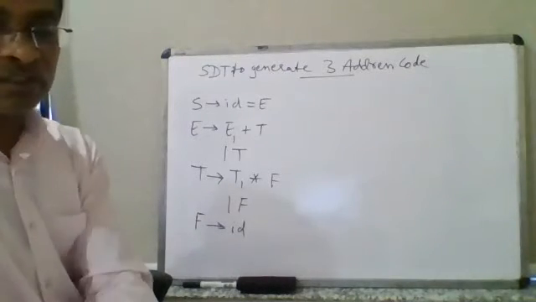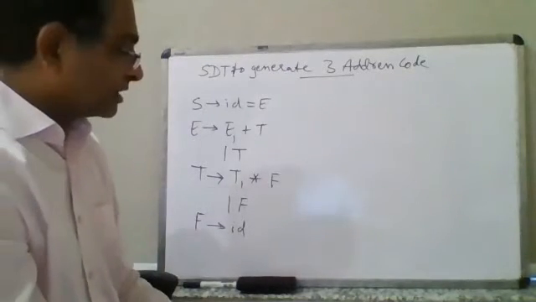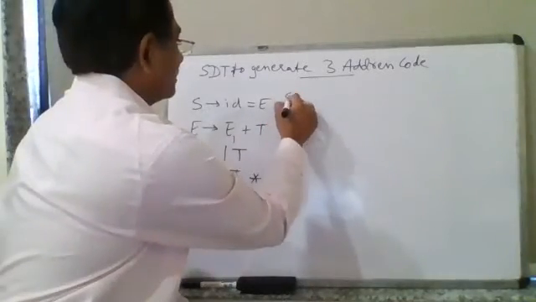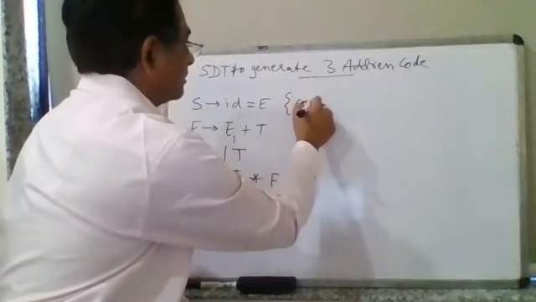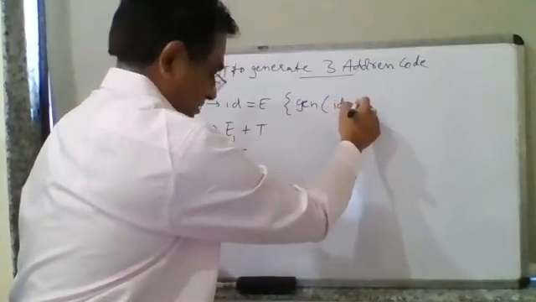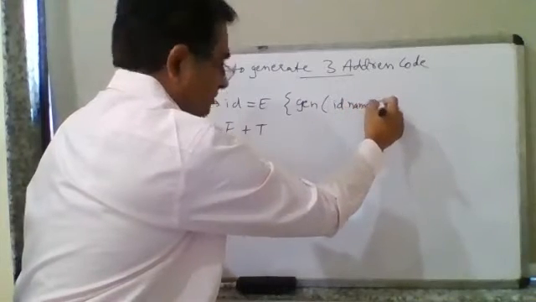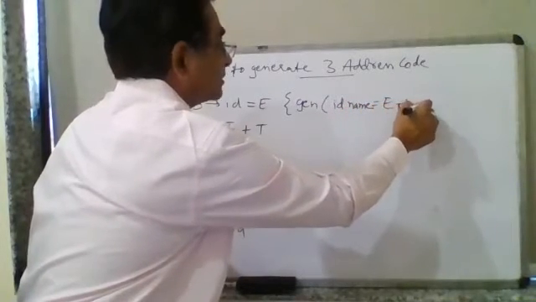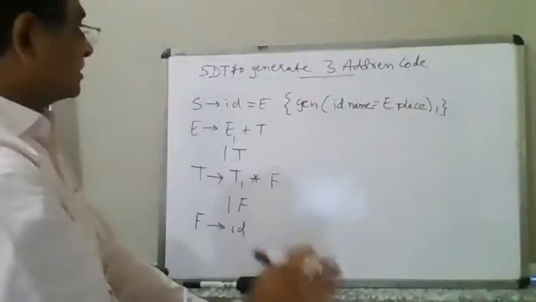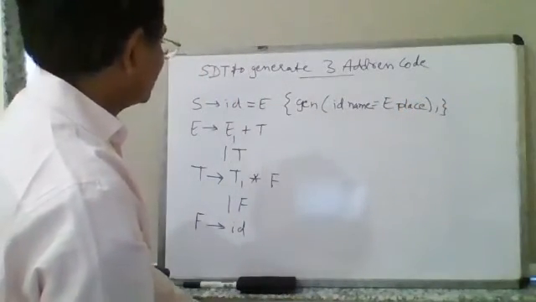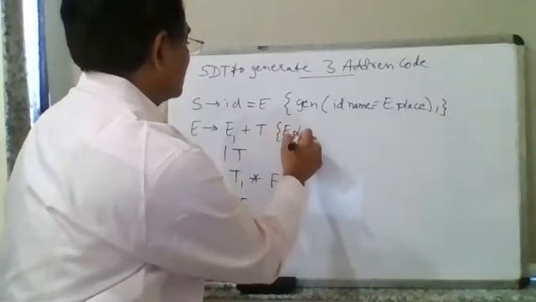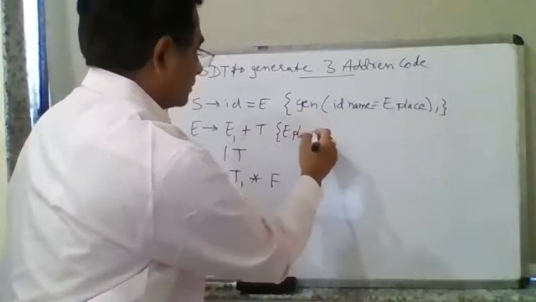So what could be the possible semantic actions for this? Let's say it will generate the number, id dot name is equal to e dot place, something like this, right? And we'll use these attribute values in the generation of this SDT. So let's say e dot place is equal to new temp.